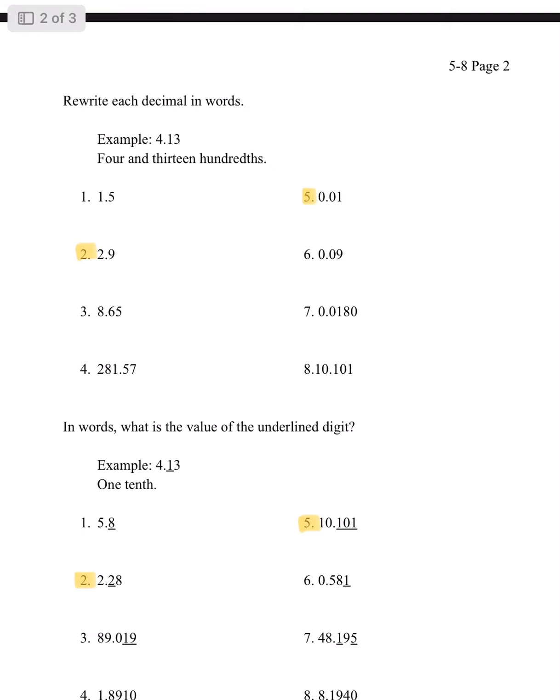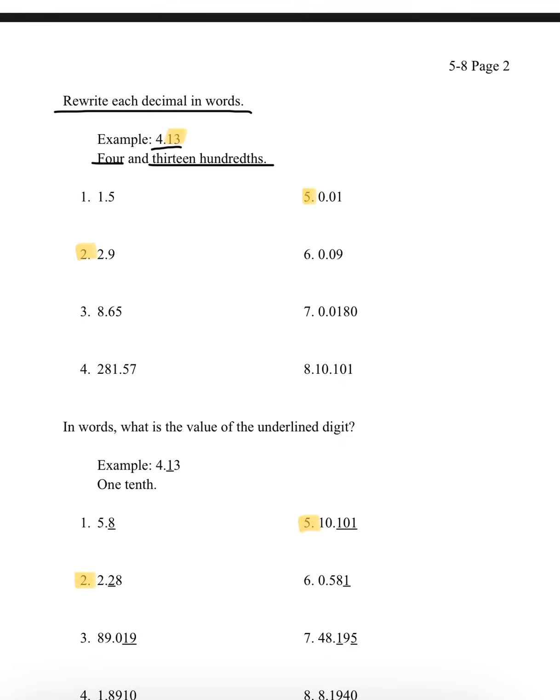We're going to move on to page 2. So it says, rewrite each decimal in words. So the example gives us 4.13. So we write it as 4 and 13 hundredths, since the 13 is in the hundredths place, if we combine it. So I'm going to be going over number 2 and 5.